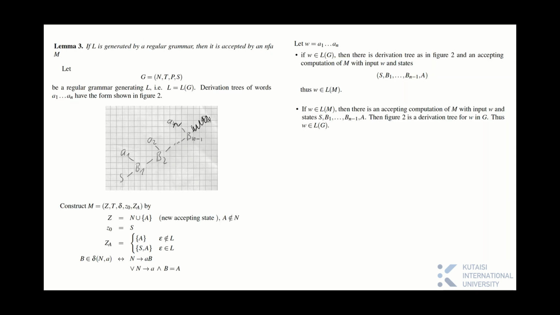The next lemma that we want to prove is the other way around, let me state it. If your word is accepted by your machine, then there's an accepting computation of M with input w and some states: S, B1, up to Bn minus 1, and so on. Then exactly you draw figure 2 on the left. So you draw this figure here, and this figure will be a derivation tree. So if you have an accepting computation, you draw a derivation tree. If you have a derivation tree, you draw an accepting computation. This proved that if a language is generated by a regular grammar, then you can construct an NFA.